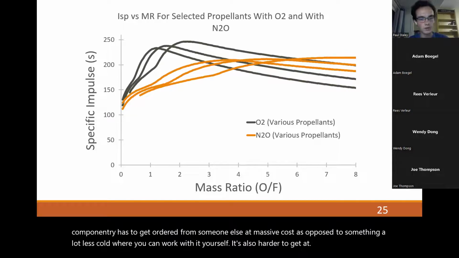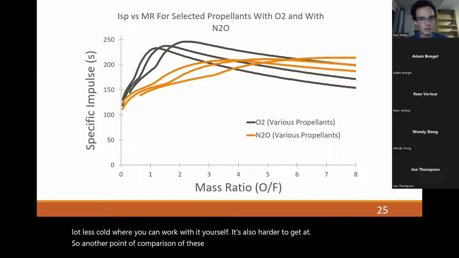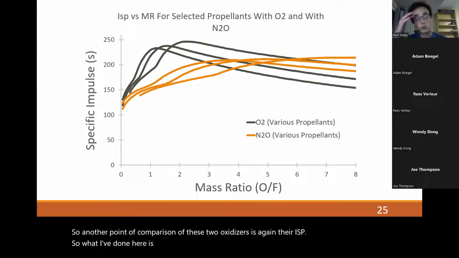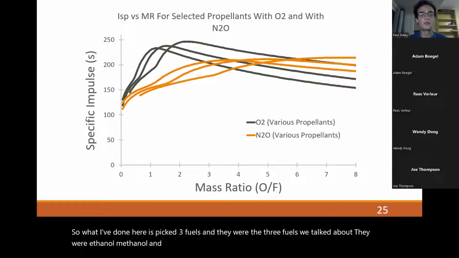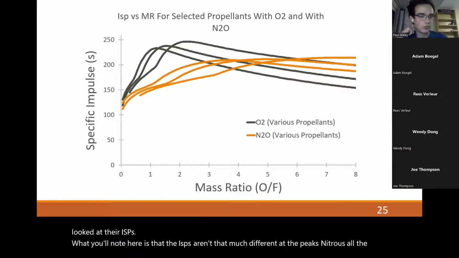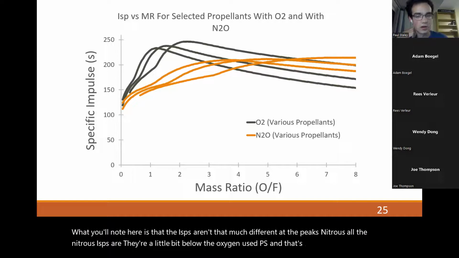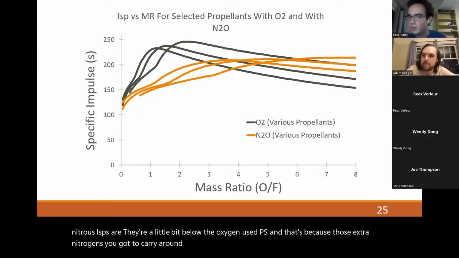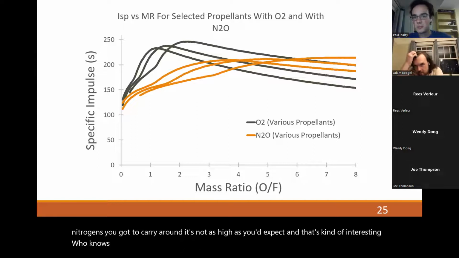So another point of comparison of these two oxidizers is, again, their ISP. What I've done here is picked 3 fuels, the 3 fuels we talked about: ethanol, methanol, and kerosene, and swept them through different mixture ratios and looked at their ISPs. What you'll note here is that the ISPs aren't that much different. At the peaks, all the nitrous ISPs are a little bit below the oxygen ISPs, and that's because of those extra nitrogens you have to carry around. It's not as high as you'd expect, and that's kind of interesting. Who knows why? Or, see if you can figure out why.